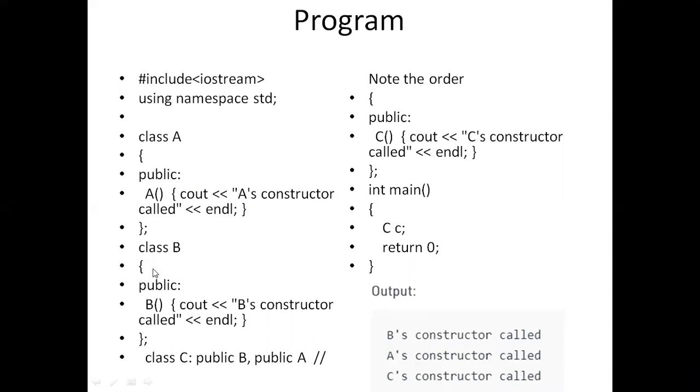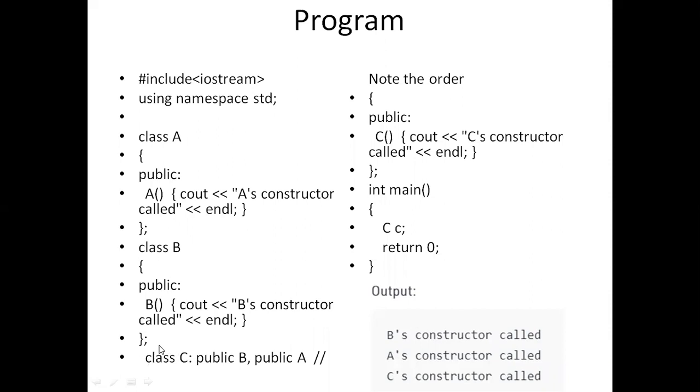Okay, now next is class B. Here it is also simply a class with no data member or member function, but only the constructor is there. So cout "B constructor called". So whenever an object of this class is created, this constructor will be called.